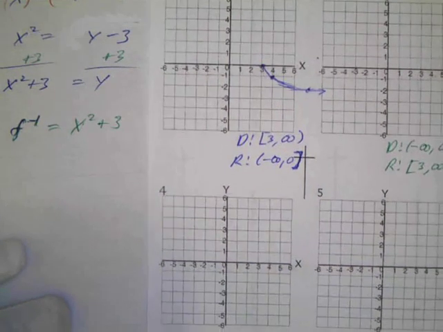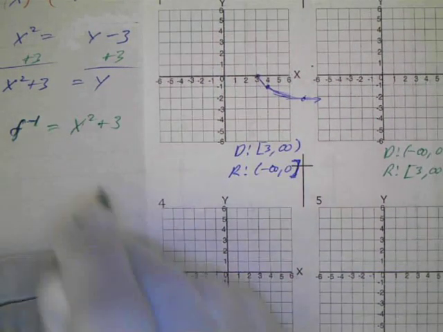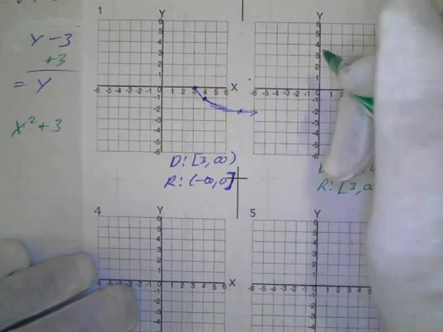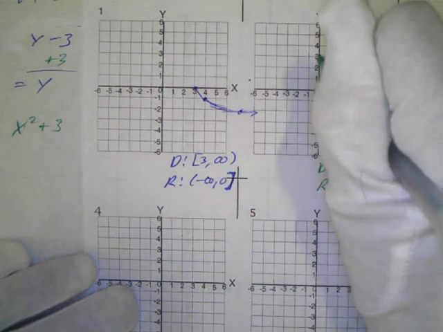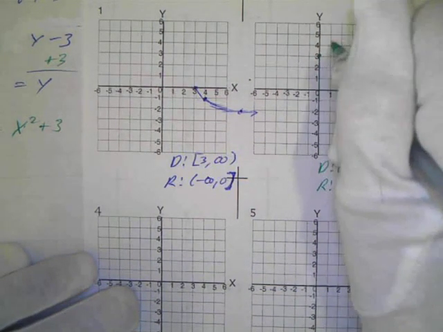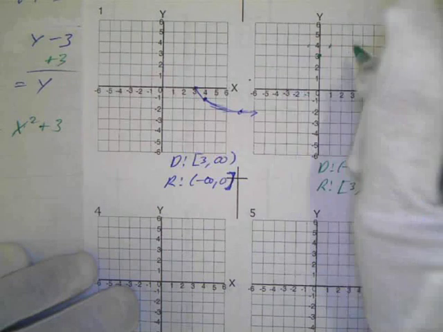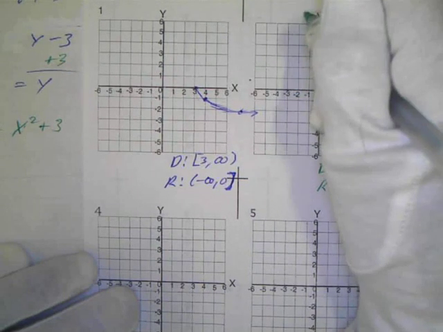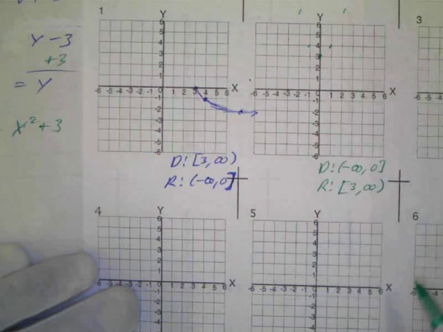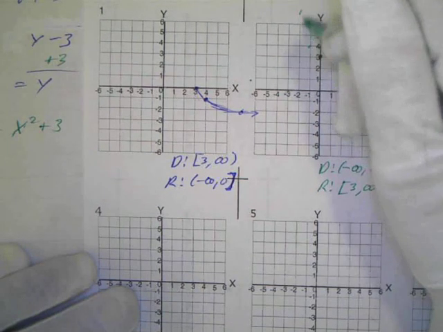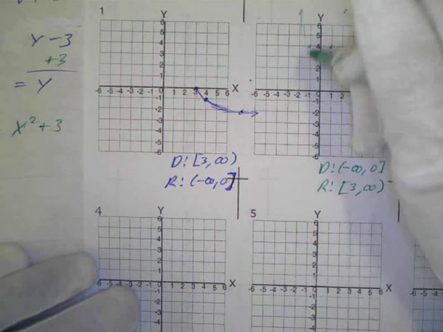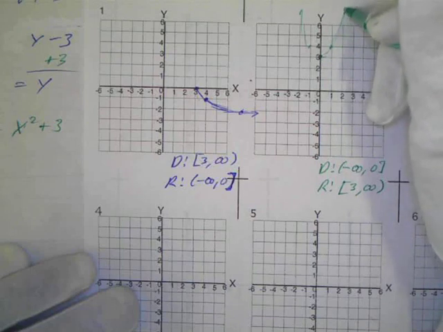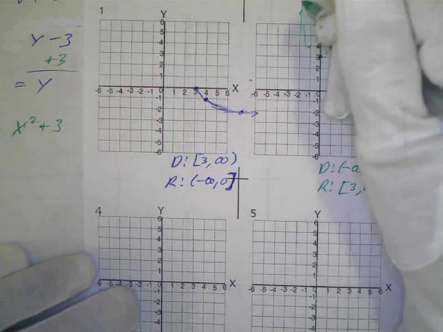this is just going to be my parabola, but it's going to be shifted up 3 units. It's going to look like this. It's going to start here. I'm going to go over 1 up 1, back 1 up 1, over 2 up 4, back 2 up 4, and it would look like this, which is not a one-to-one function.